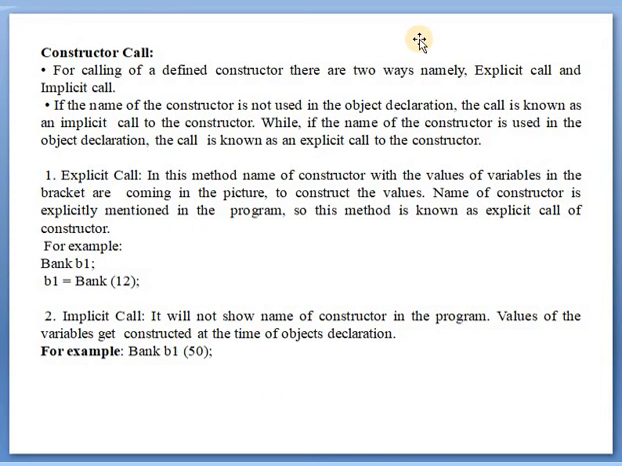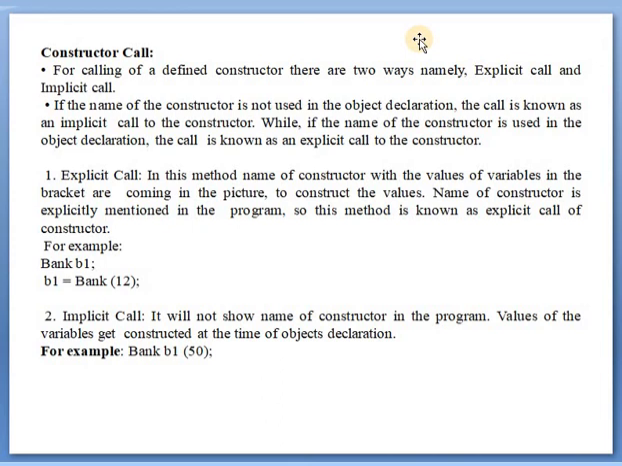If the name of the constructor is not used in the object declaration, the call is known as an implicit call to the constructor. While if the name of the constructor is used in the object declaration, the call is known as the explicit call to the constructor. So first, see the explicit call.